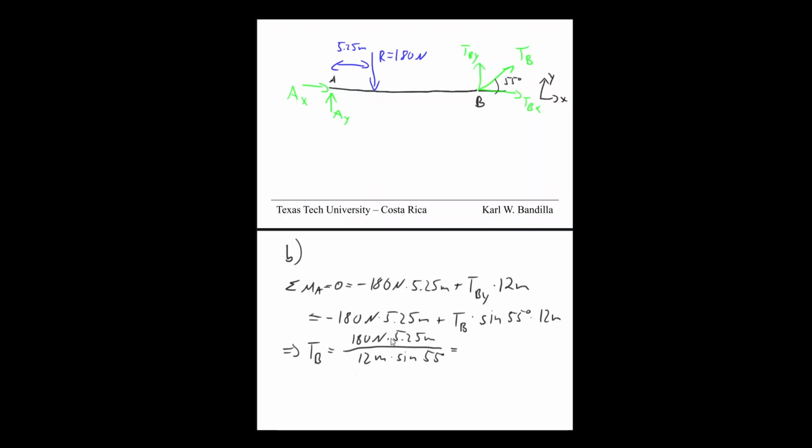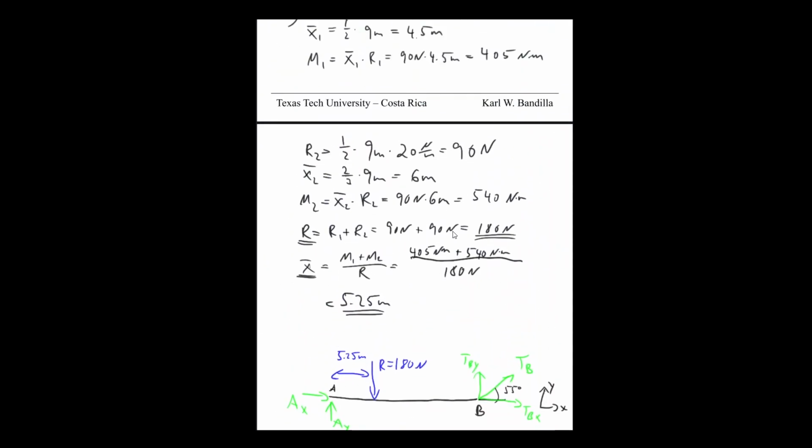Yes, the meters cancel out. I'm left with newtons. And as a value, I get 96.136 Newton for my TB. And of course, it comes out positive because we already know that it has to be a tension. If we would get a negative value for TB, then we should go back and check because there's something wrong.